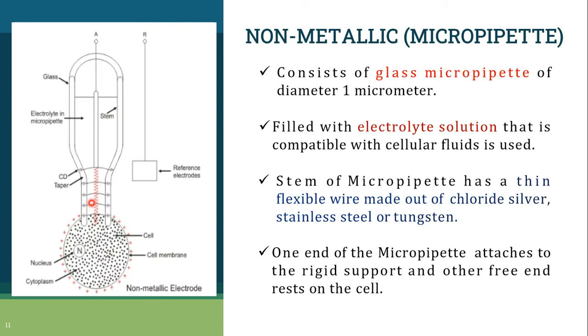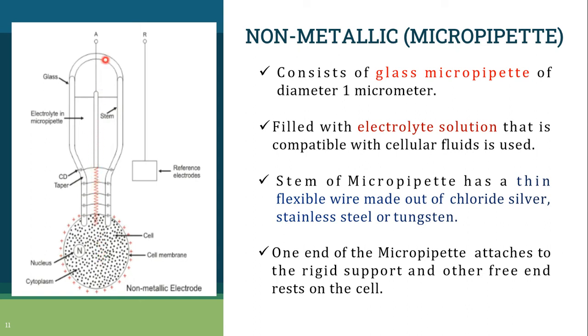The second type is the non-metallic or micropipette electrode. It is also used to penetrate within a single cell. It consists of a glass micropipette with a very small diameter of 1 micrometer. It is filled with an electrolyte solution, and the stem has a very thin wire made of tungsten, stainless steel or silver, which is inserted into the cell.